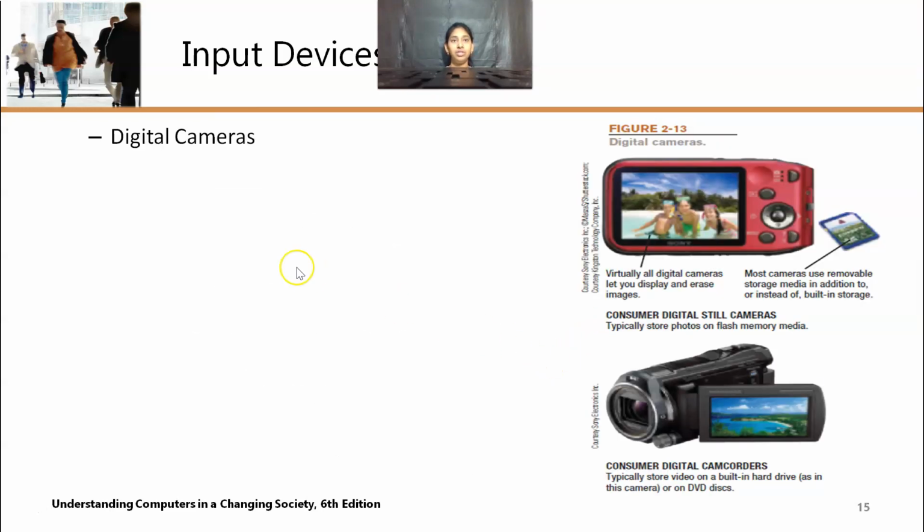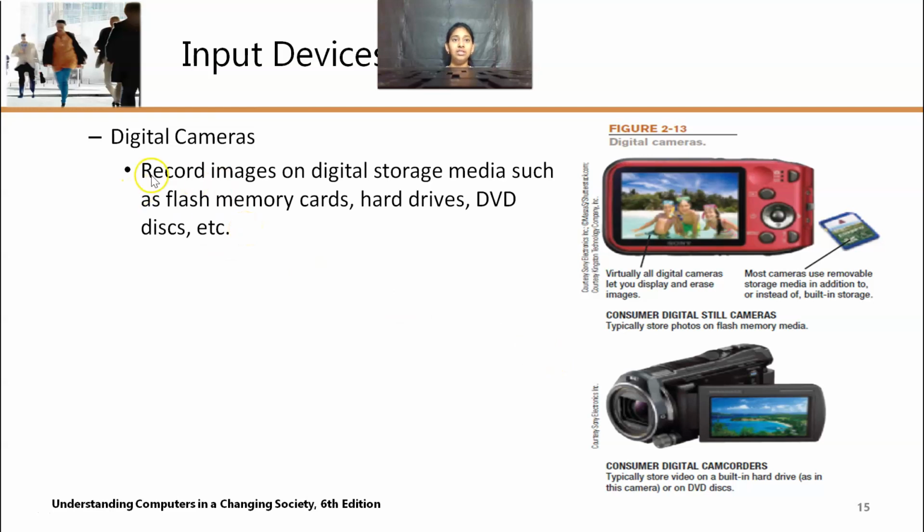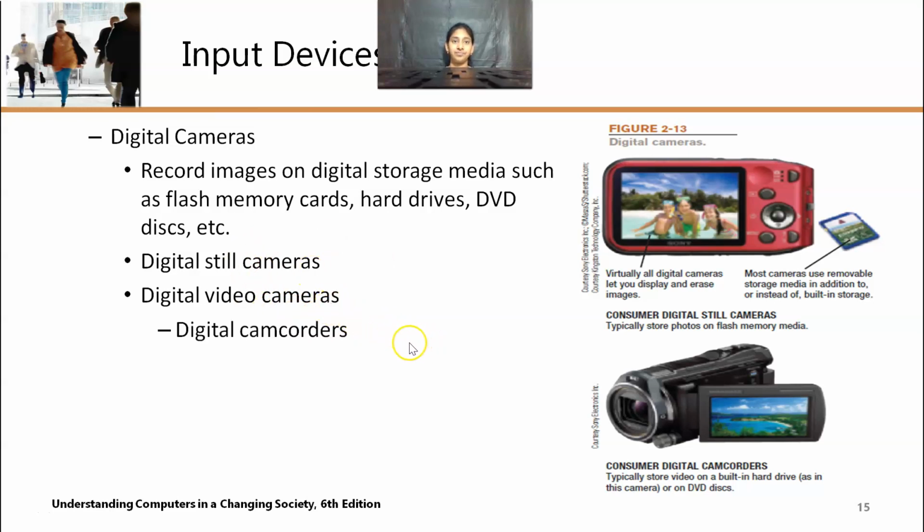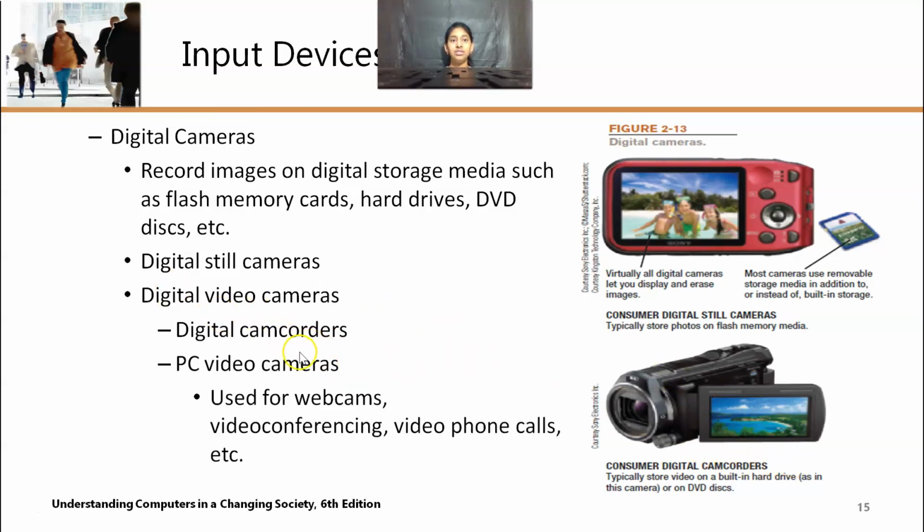And we have input devices like digital cameras. Digital cameras will take the images and record them in flash memory cards, hard drives, and so on. Digital still cameras are used to record still photos. Digital video cameras are used to record video images. And we have digital camcorders, PC video cameras and so on.